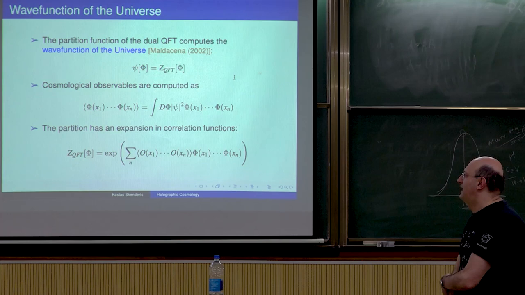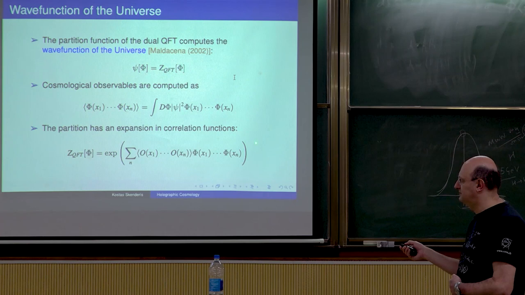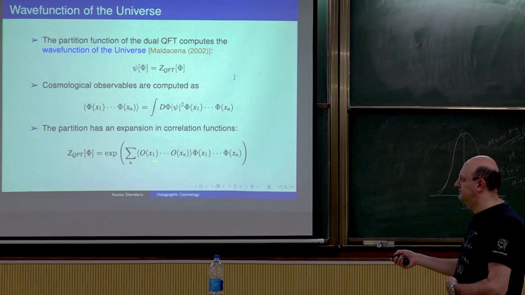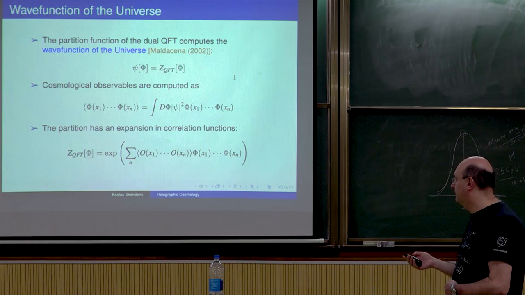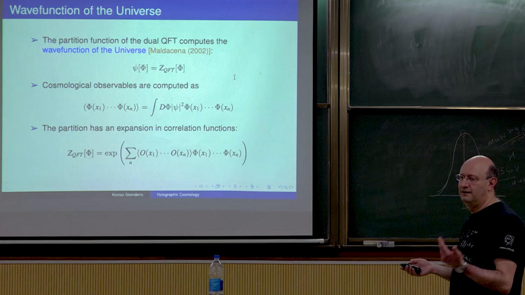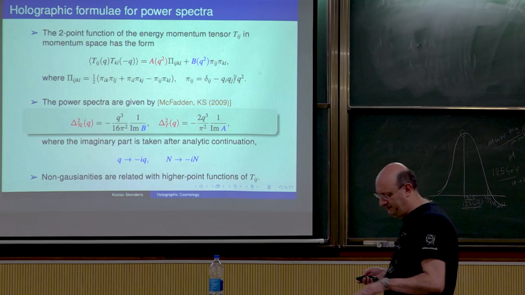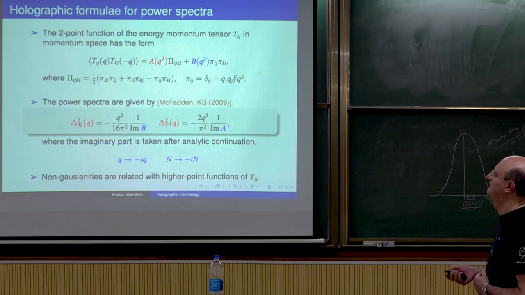Now, the partition function has an expansion in correlation functions. So it's given by an exponential of a sum of terms, which are the correlators multiplied by the sources. So now you can take this, put it here, and work this out. And this gives formulas for the cosmological observables in terms of correlation functions of this theory. Next, I'm going to show you these formulas for the power spectrum and just mention them for non-Gaussianities. We actually computed them in a different way, but that would take me too far away to tell you how to initially compute them. I'm just going to give you the prescription.